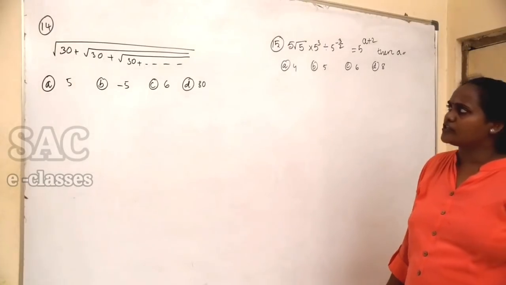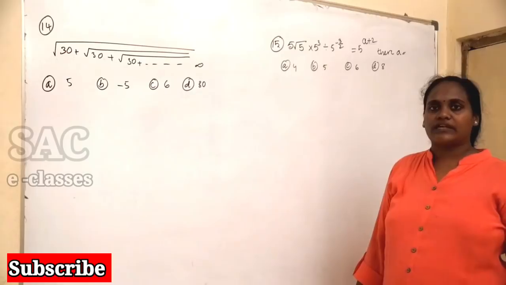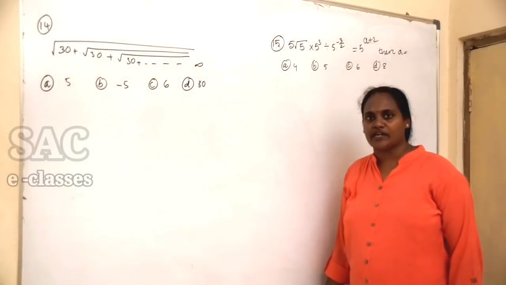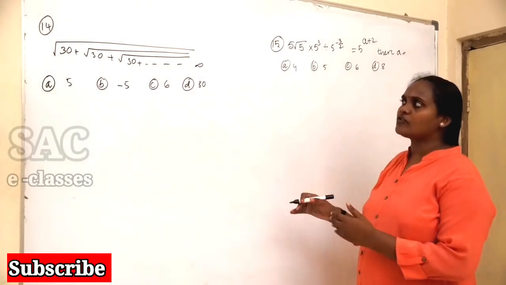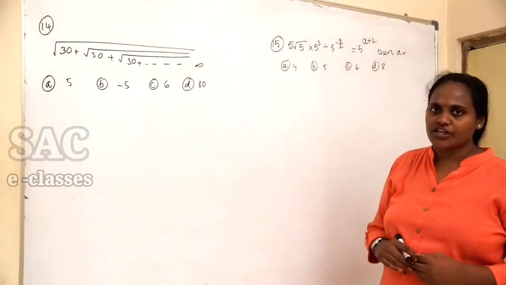Now see the 14th problem. Root over 30 plus root over 30 plus root over 30 plus and so on, infinite number of times. If the successive roots are there because of the addition, in what way can we do so?